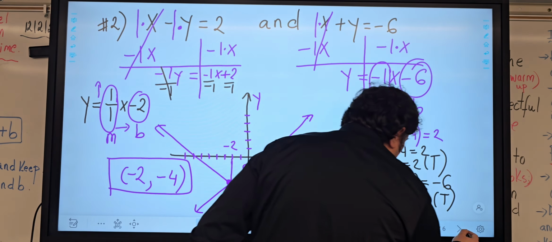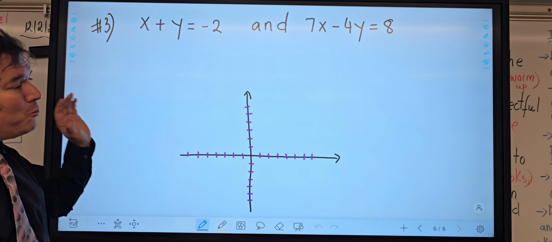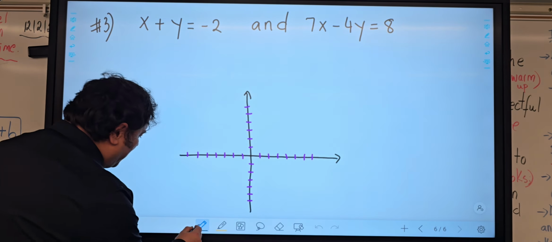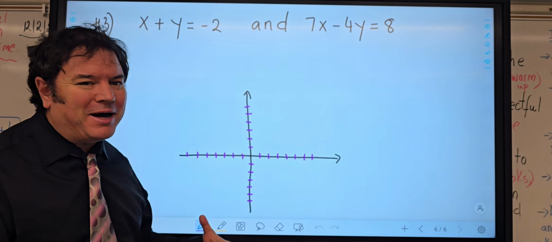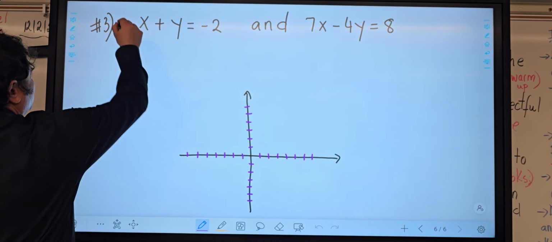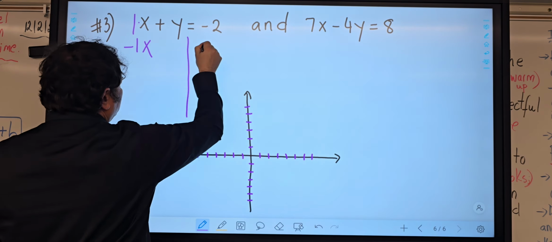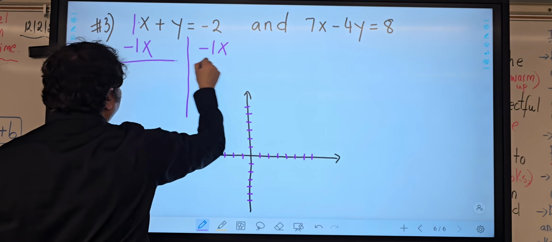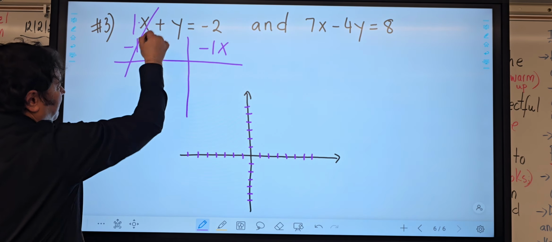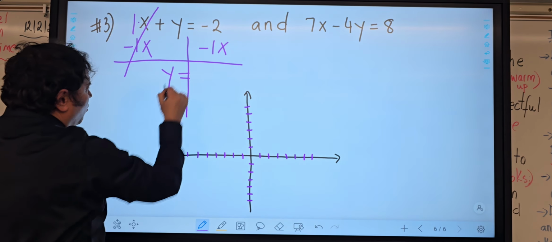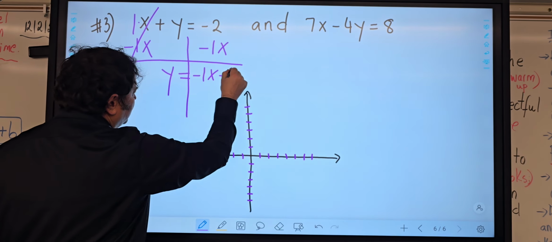Let's look at example number 3. Okay? The same thing in this example, we see that y is not by itself. And remember, our job is to make sure that we get the y by itself. So in this case, we are going to subtract 1x on both sides. Whatever we do to one side, we do to the other side, minus 1x. Because we want to cancel that. 1x minus 1x cancel each other out. So we are left over with y. That's what we wanted. Y to be by itself. And then we get negative 1x minus 2.